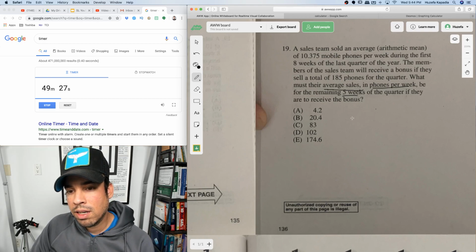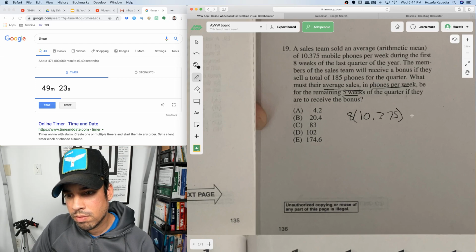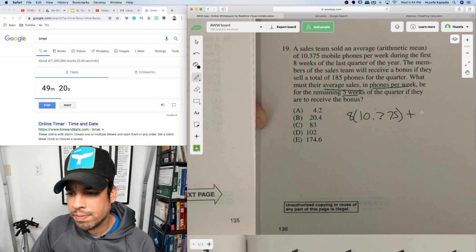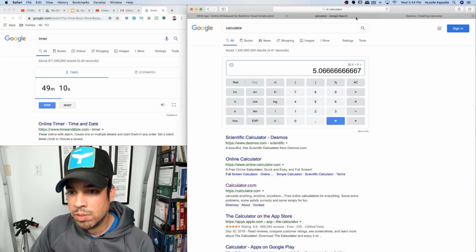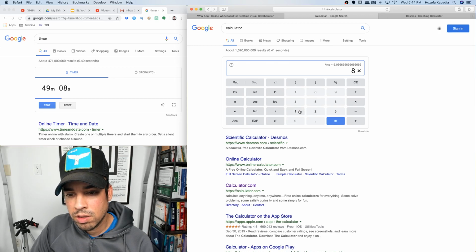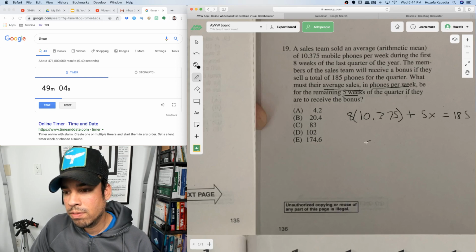So they did 8 times that, plus 5x, equals 185. 8 times 10.3 is 83. Minus 83.